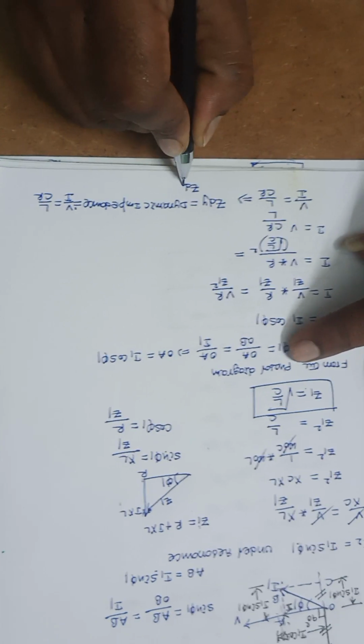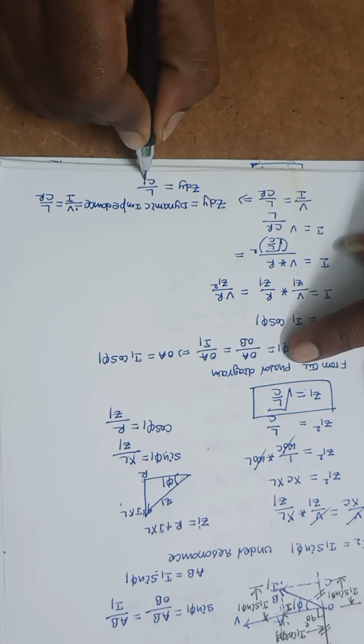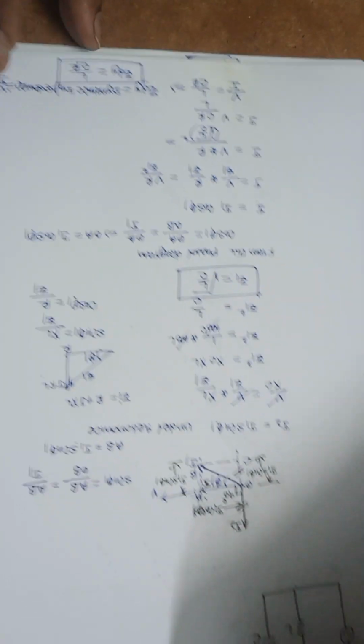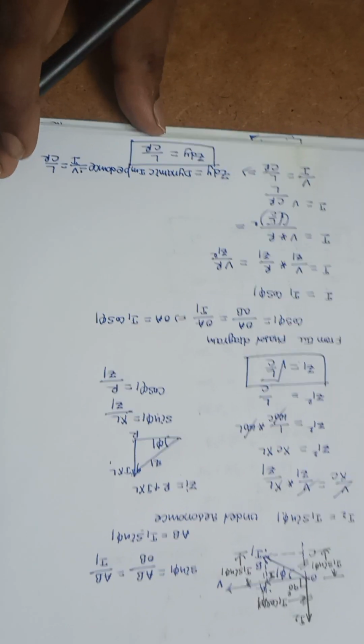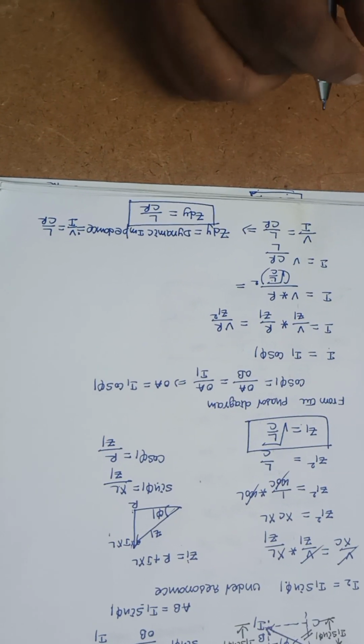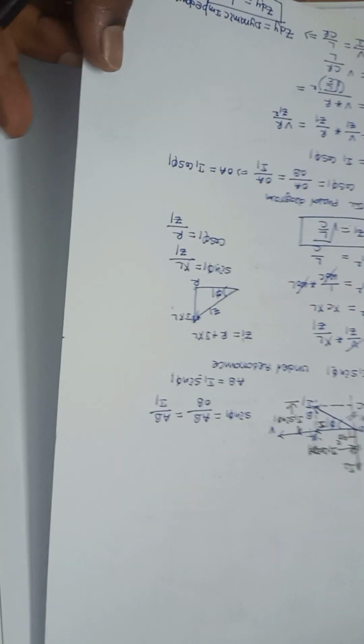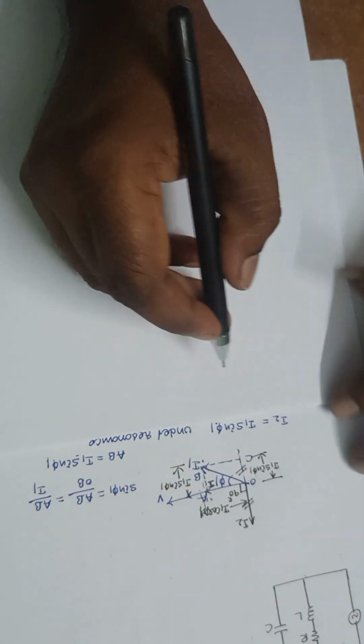So Z dy is equal to dynamic impedance, L divided by CR. This dynamic impedance is an important formula for calculating the problems. Okay, Z dy is equal to L by CR. Next, the quality factor. Next thing here is the quality factor.